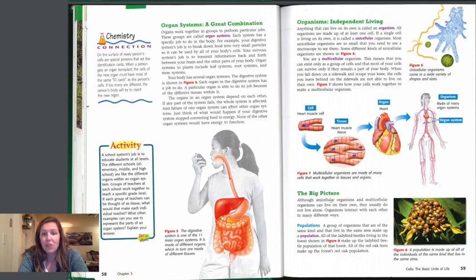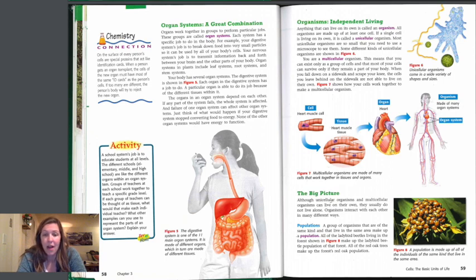Figure 7 shows how your cells work together to make a multicellular organism. So there you have heart muscle cells that make up the heart muscle tissue. Together those make up the heart. And the heart is one of the many things that make up you. On the bottom there is the big picture. Although unicellular organisms and multicellular organisms can live on their own, they usually do not live alone. Organisms interact with each other in many different ways.